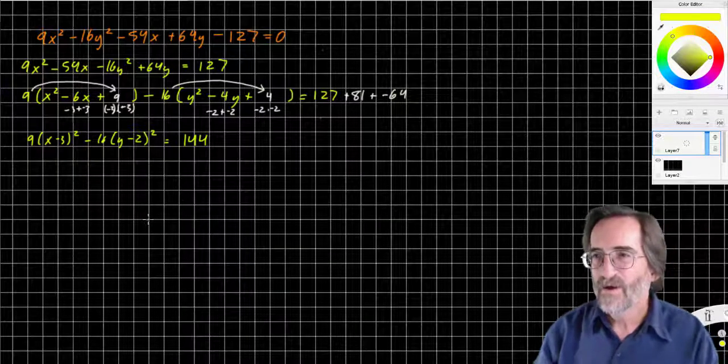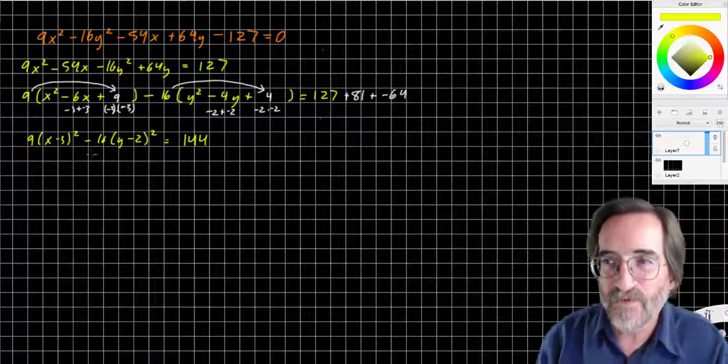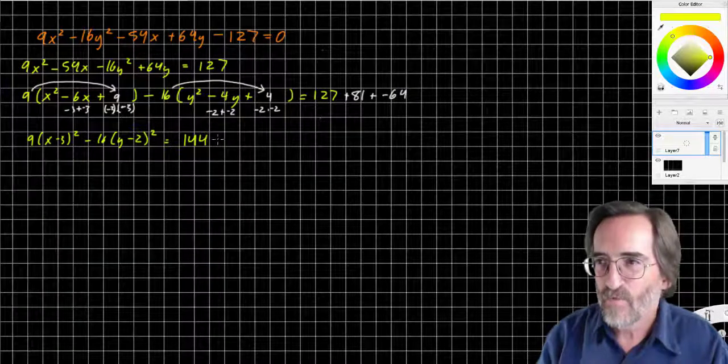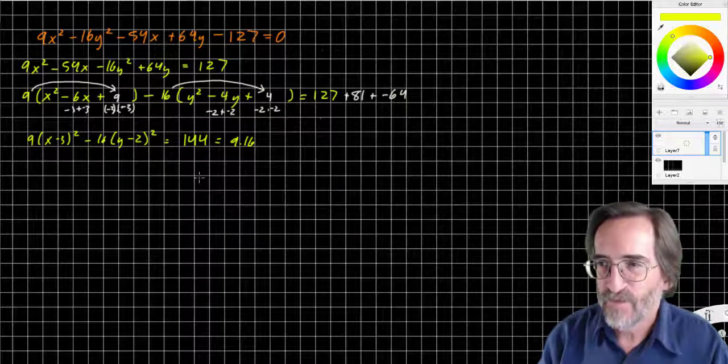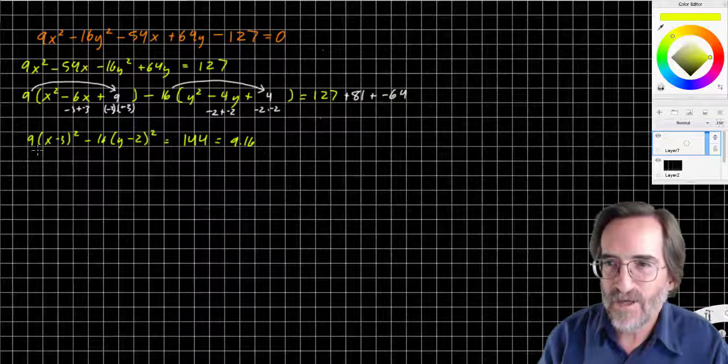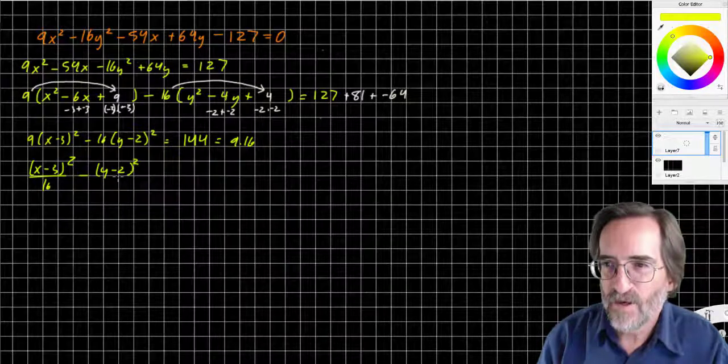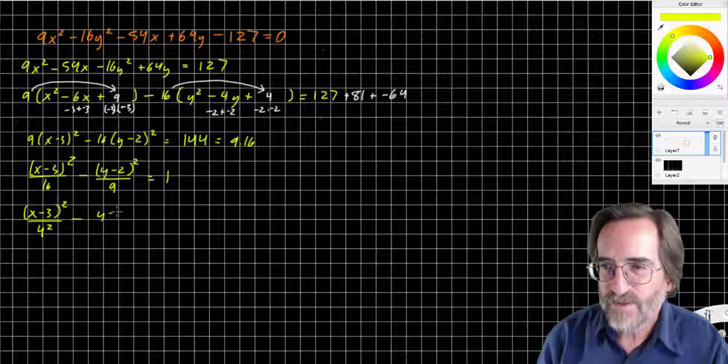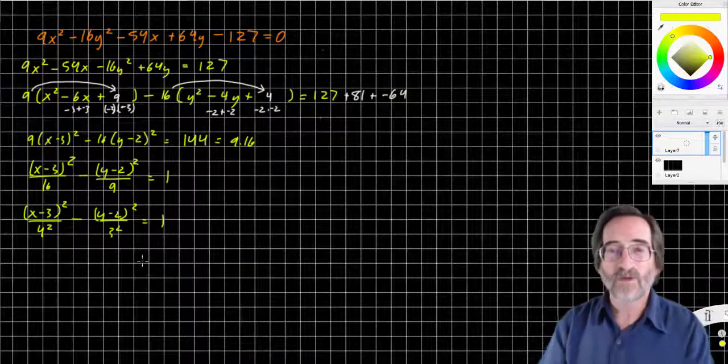All right, and now it's much simpler here. Now I'm going to divide both sides by 144, which is, by the way, 9 times 16. So when we divide by 9 and 16, the 9's cancel. We get (x minus 3) squared over 16 minus (y minus 2) squared over 9 equals 1. And just one more adjustment, (x minus 3) squared over 4 squared, 16 is 4 squared, minus (y minus 2) squared over 3 squared, 9 is 3 squared, equals 1. And so now we can graph this.